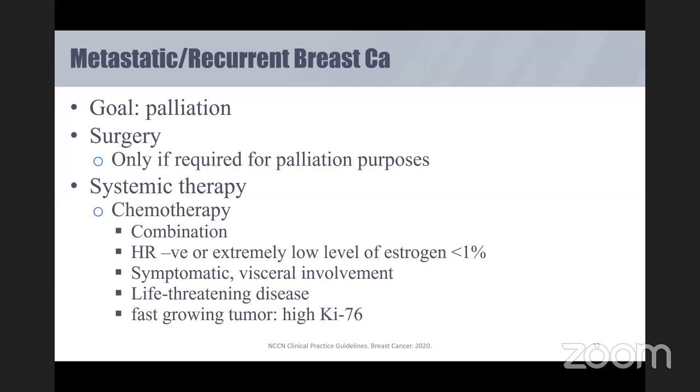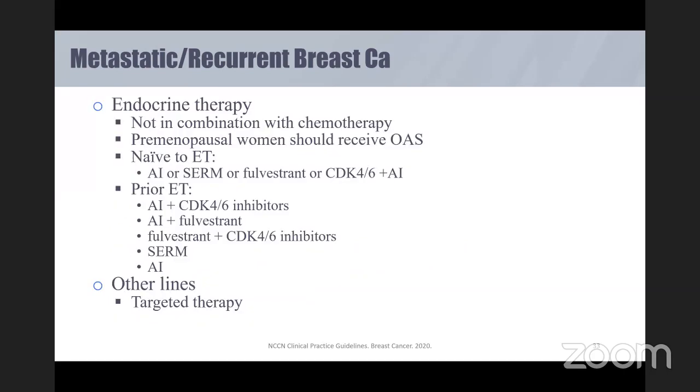Or if we have a life-threatening disease, we start chemo right away regardless of the status, whether HR positive, HER2 positive, whatever. If we have a life-threatening disease, then we start chemo to reduce that tumor. Or a fast-growing tumor, where we have a high Ki-67, which is an indication that the tumor is growing so fast. We will not use endocrine therapy in combination with chemotherapy. We start first with chemotherapy if it is indicated, and after that we start endocrine therapy if we have HR positive, hormonal receptor positive.